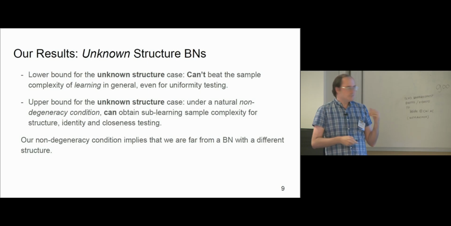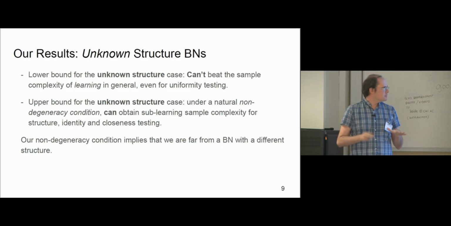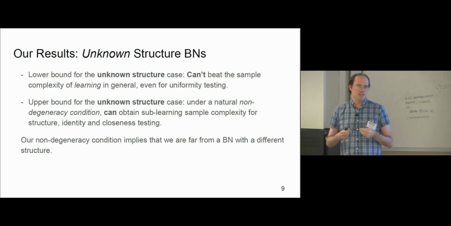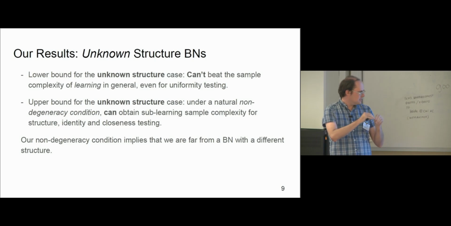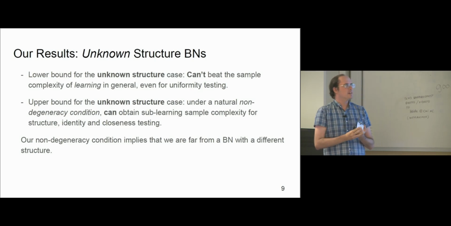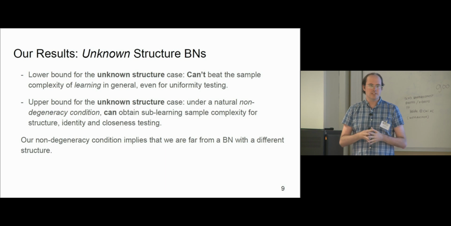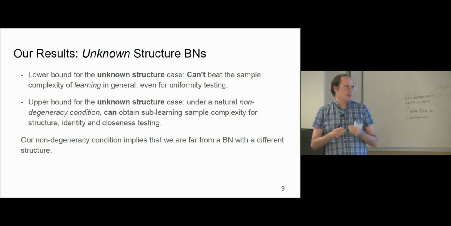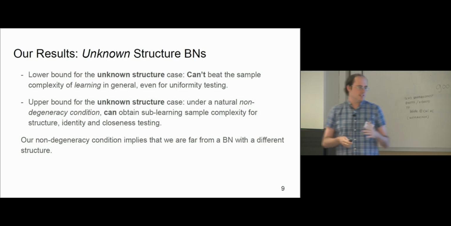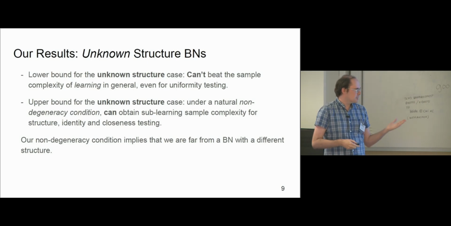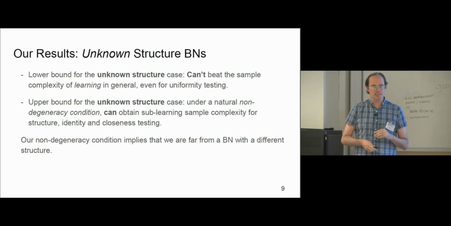But if we assume in addition to being balanced that we're non-degenerate, which means, broadly speaking, that we're far from any Bayesian network with a different structure, in detail we have to check nearly related nodes. So the structure of a Bayesian network is determined by a number of conditional independence conditions. And we have to show that related nodes that we'd expect not to be conditionally independent are far from it. And in that case, the structure is unambiguous, and we can get these testing algorithms to work.